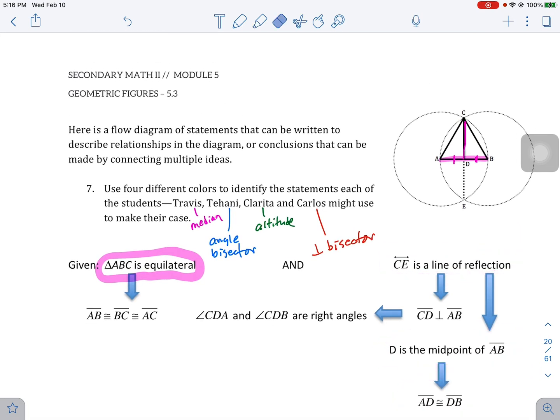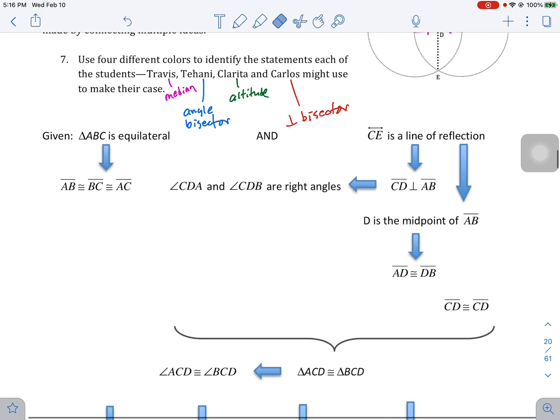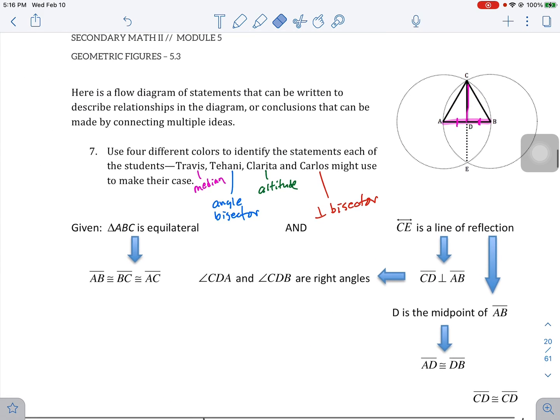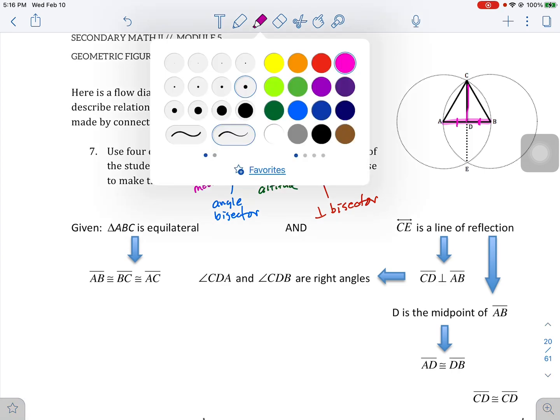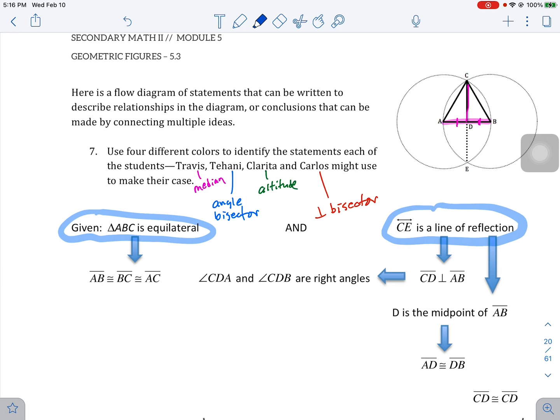And let's try another one. Yeah, change the colors here. The next one we're going to do is the angle bisector. And we're going to use our given statements again. ABC is an equilateral and CE is our line of reflection. Okay, so here's our CE, our line of reflection. We're going to try and show that it is an angle bisector.